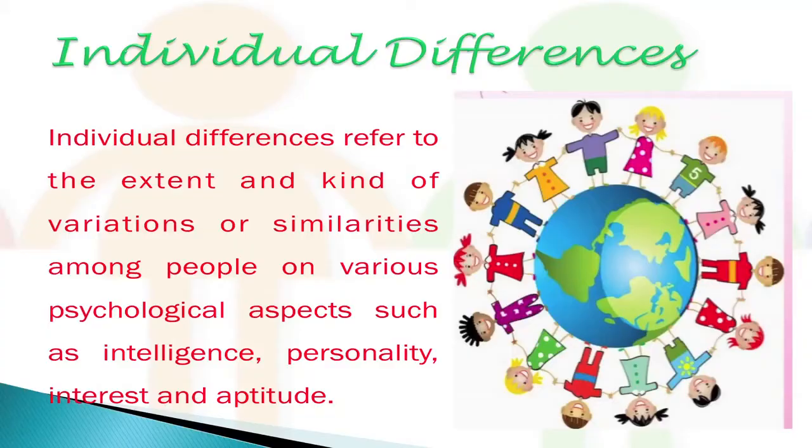So we can say that individual differences are the differences among humans that distinguish or separate them from one another and make one a single unique individual. According to psychology, individual differences refer to the extent and kind of variations or similarities among people on various psychological aspects such as intelligence, personality, interest and aptitude. This lesson will help us understand how to assess such similarities or variations among individuals.